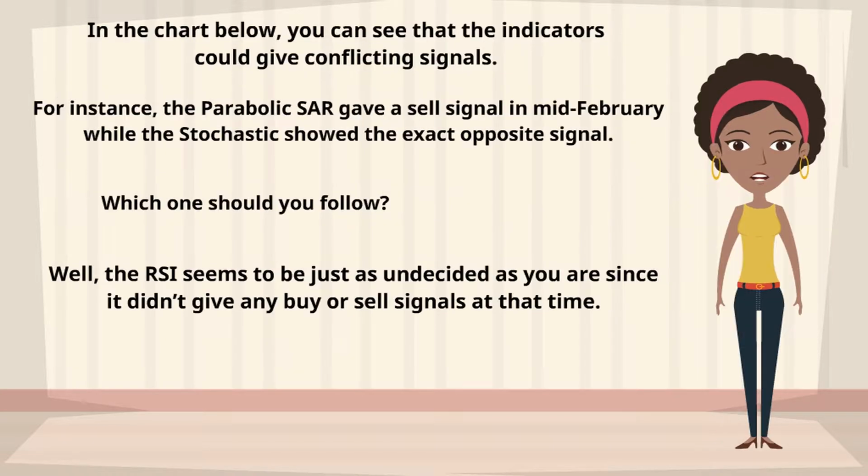In the chart below, you can see that the indicators could give conflicting signals. For instance, the parabolic SAR gave a sell signal in mid-February while the stochastic showed the exact opposite signal. Which one should you follow? Well, the RSI seems to be just as undecided as you are since it didn't give any buy or sell signals at that time.